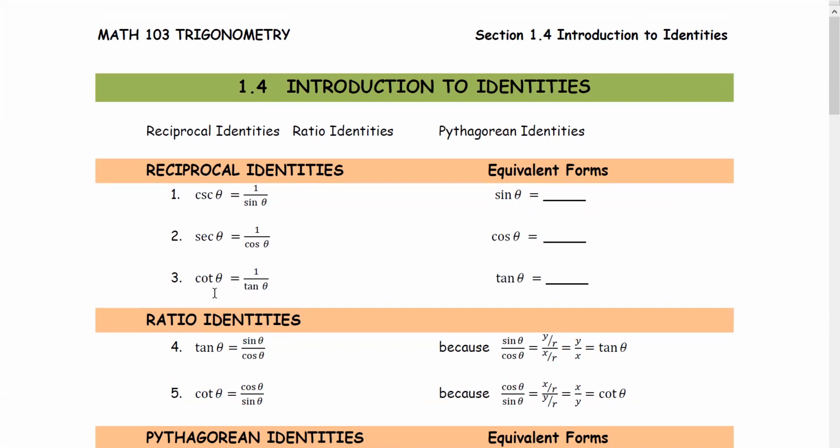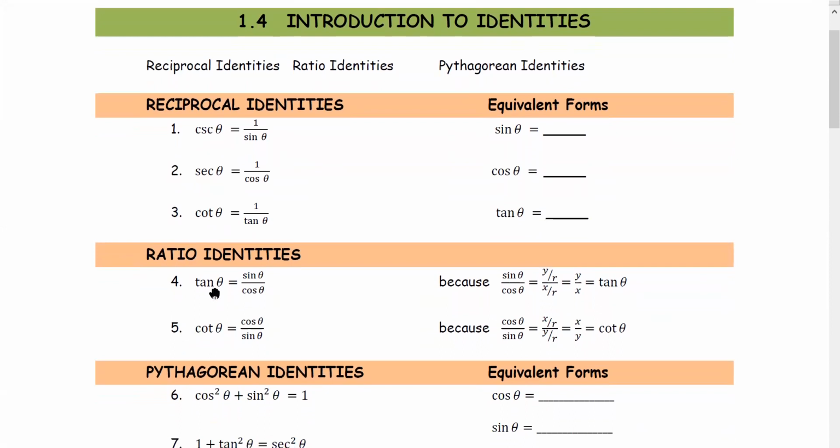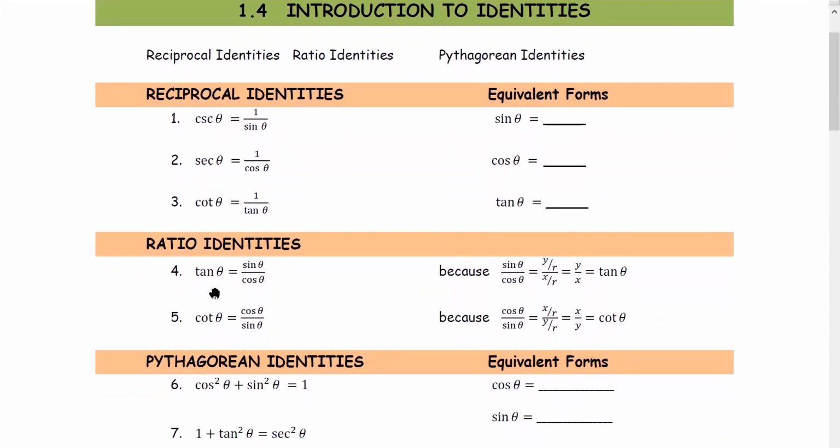Section 1.4, Introduction to Identities. Let's see the first group of the identities, which is called the reciprocal identity. The first one, cosecant theta, is the reciprocal of the sine theta. An equivalent form, the sine theta is the reciprocal of the cosecant theta as well.